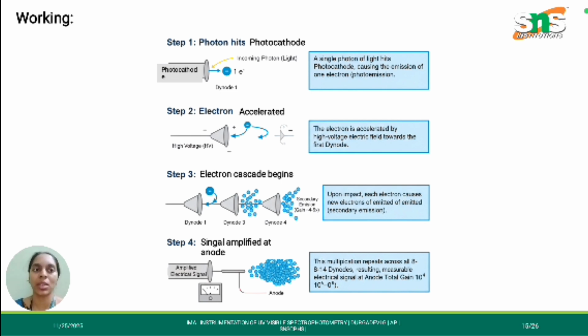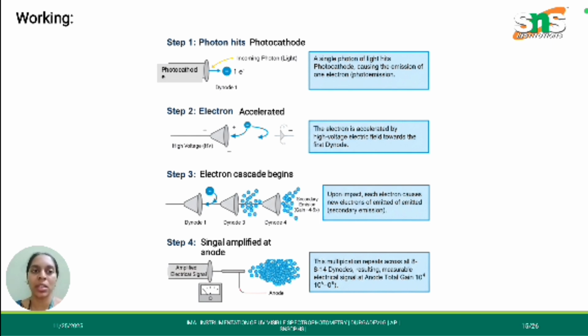The second step is electron acceleration. Here the electrons are accelerated when the electron reaches the first anode, which is kept at a voltage higher than that of the cathode. And the third step is electron cascade. So here the series of dynodes are situated. After the electrons from the first anode reach the second anode, it will accelerate the electrons because its potential is kept much higher when compared to the previous one. So here the electrons are accelerated and the electron cascade begins. So there is a secondary emission of electrons.